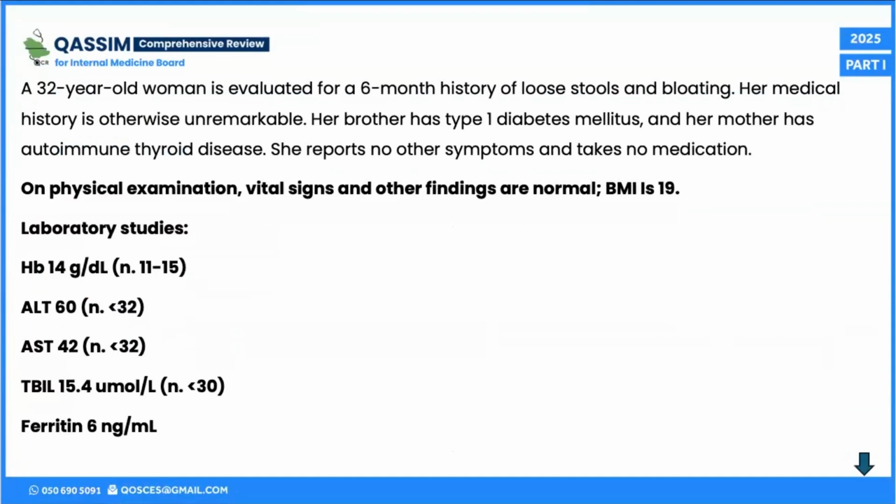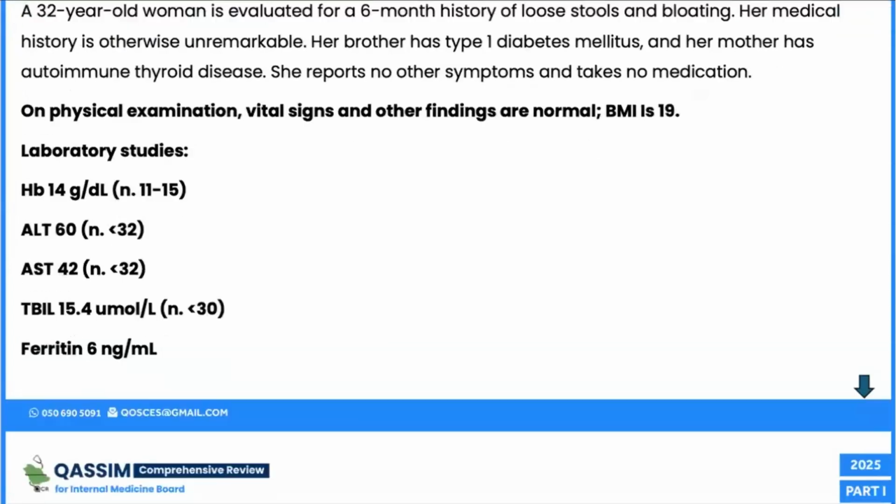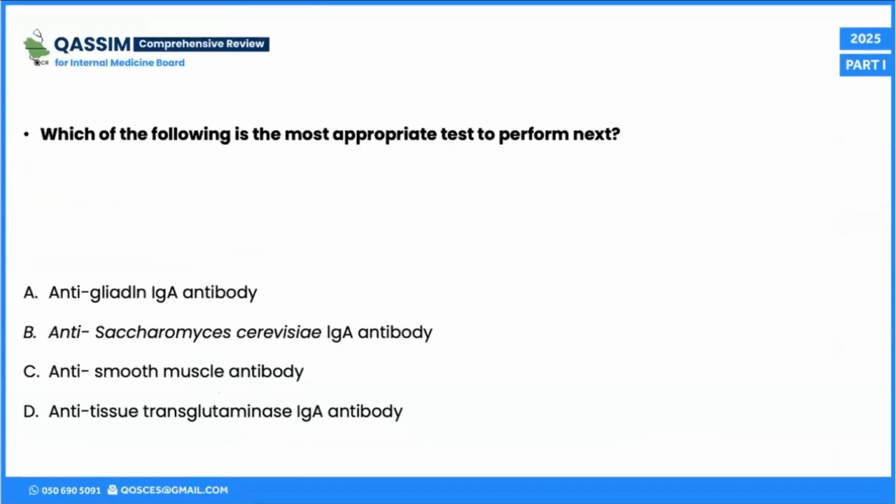On physical examination, vital signs are within normal limits. BMI is 19. Hemoglobin is normal. ALT is 60, AST is 42. Total bilirubin is 15.4, within normal. Ferritin is 6 nanograms per mL. Which of the following is the most appropriate test to perform next? Anti-gliadin IgA antibody, anti-Saccharomyces cerevisiae IgA antibodies, anti-smooth muscle antibody, or anti-tissue transglutaminase IgA antibody.